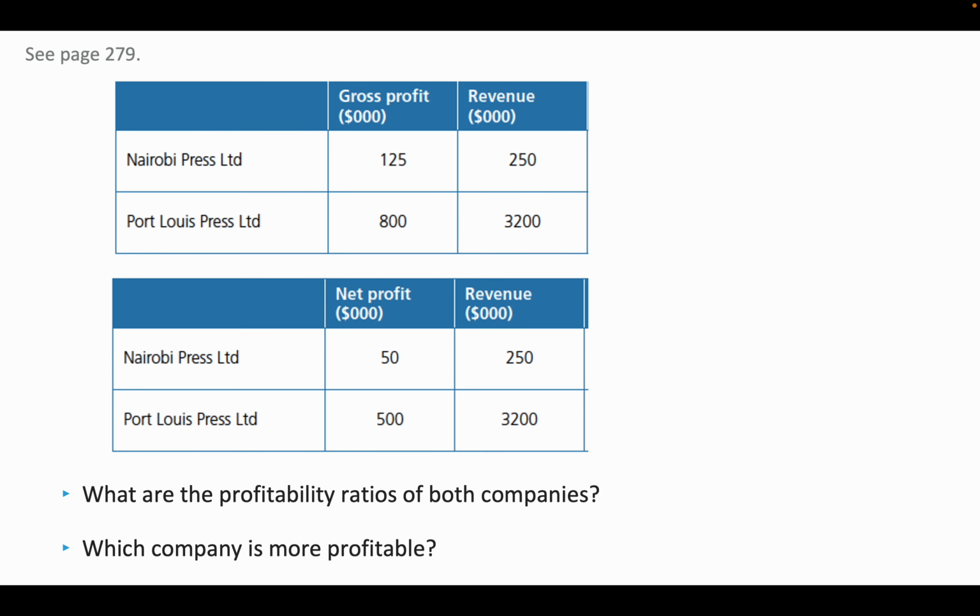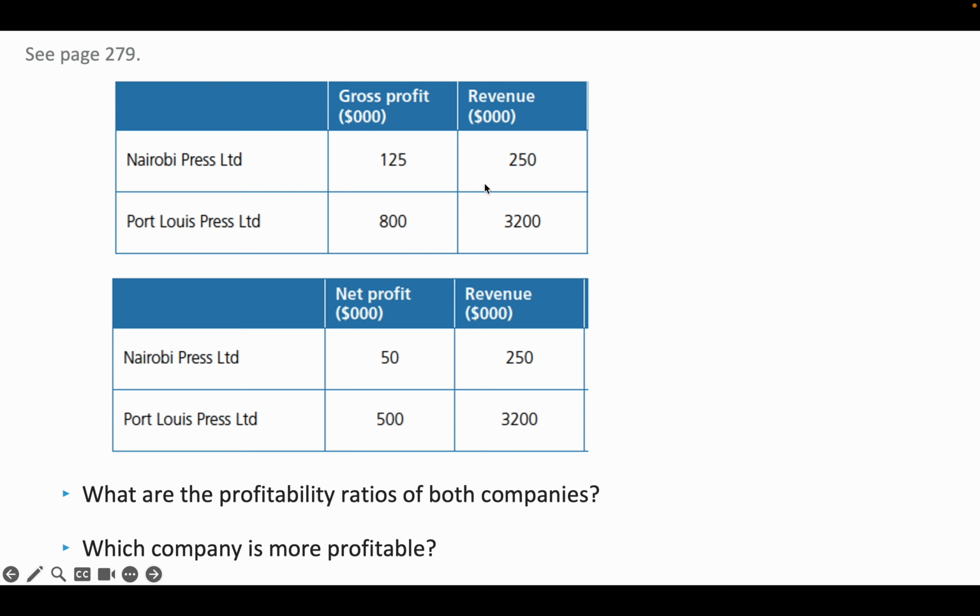Now, looking at gross profit and net profit, the best way to see is to look at an example. So in this particular example, at the top table, we are given two different companies, and we're given their data on their gross profit and their revenue. Obviously, each business, as you can see, is of a different size. Nairobi Press Ltd will probably be a smaller business. It has much lower revenue than Port Louis Press Ltd.